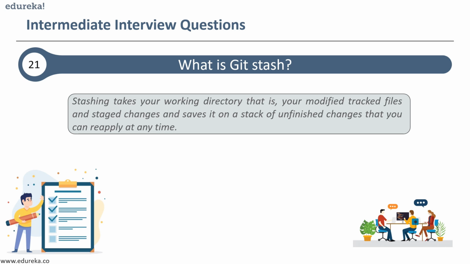To solve this issue, there is one provision called git stash. Stashing takes your working directory, that is your modified tracked files, and staged changes and saves it on a stack of unfinished changes that you can reapply at any time.